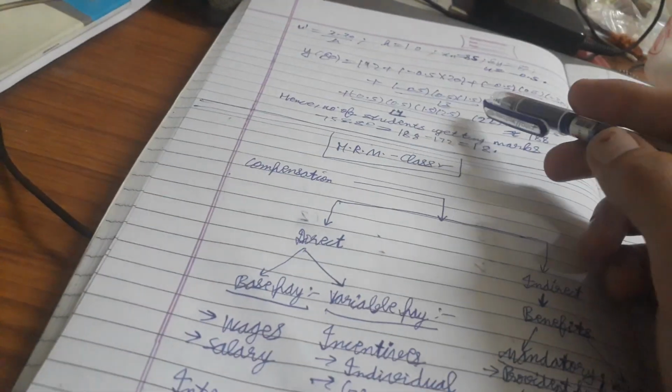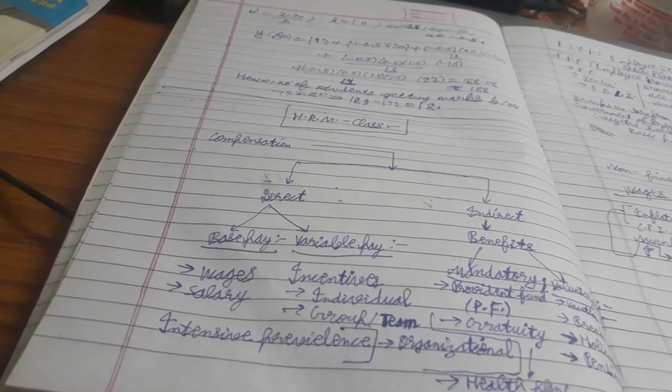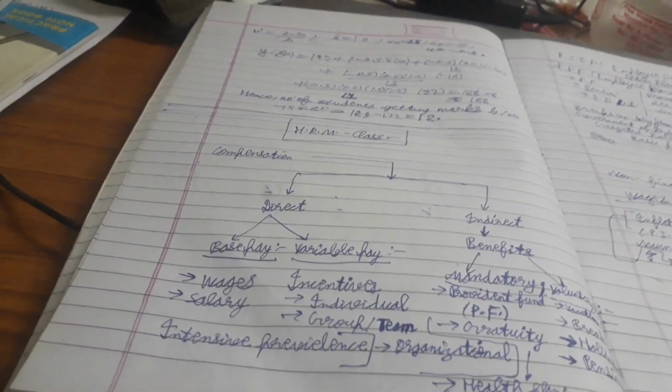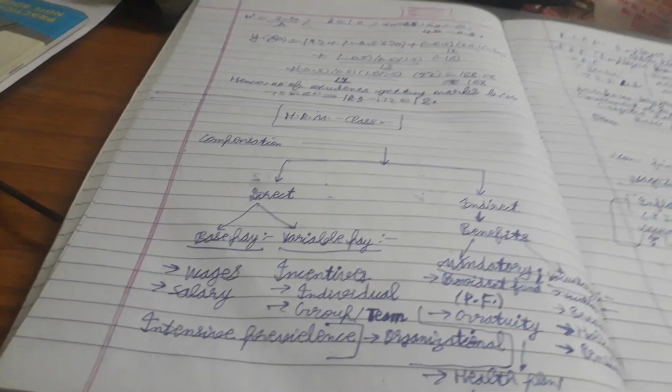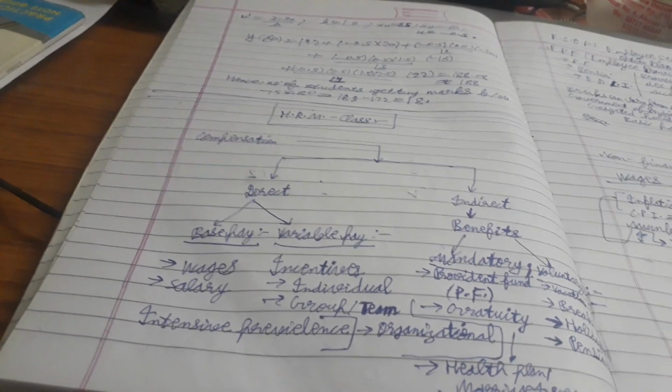Here by putting this we get y80. Then subtracting the number of students with marks below 75, we get the number of students who get marks between 75 and 80: 188 minus 172 is equal to 18.